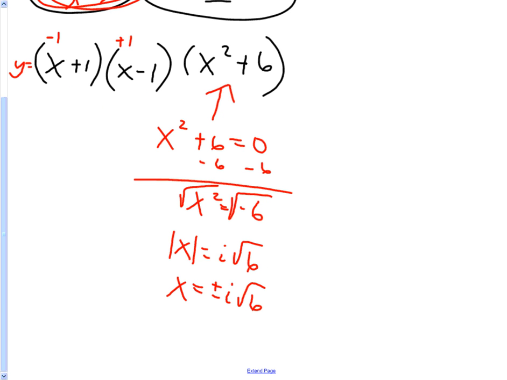Okay, so there's the work for making that into x equals plus or minus i root 6. Now, how many roots is that right there? That's 2, because it's a plus version and a minus version. So we got 1, 2, 3, 4 roots, just like we wanted.